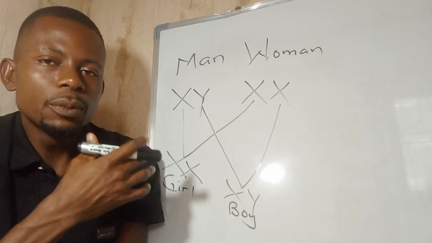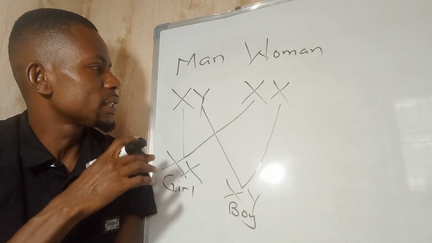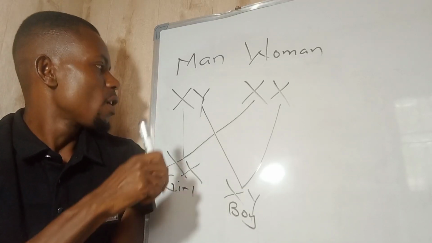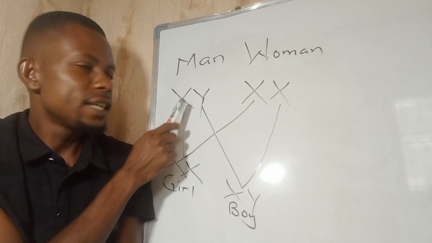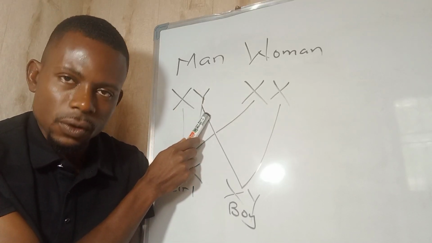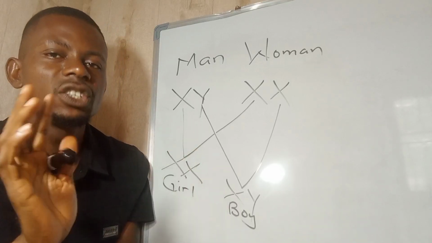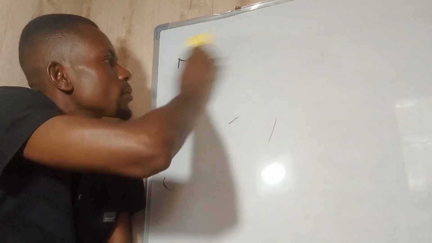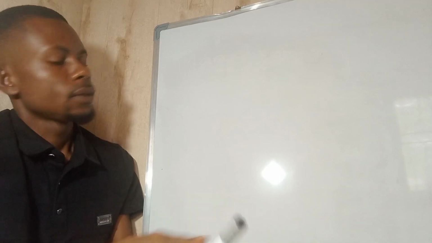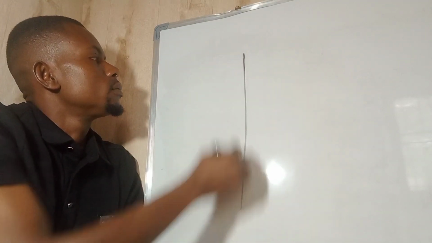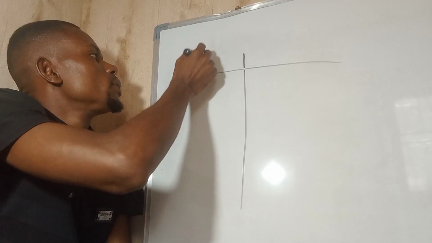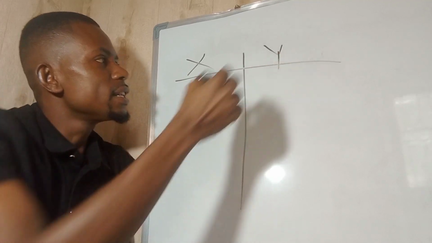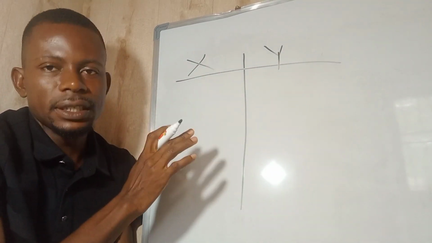And for you to be able to do that as a woman, you must understand the differences between the sperm cells carrying the X chromosome and the sperm cells carrying the Y chromosome. There are three major differences I'm going to state right here. So this is for the sperm cell carrying the X chromosome, and this is for the sperm cell carrying the Y chromosome. So you must understand the differences.